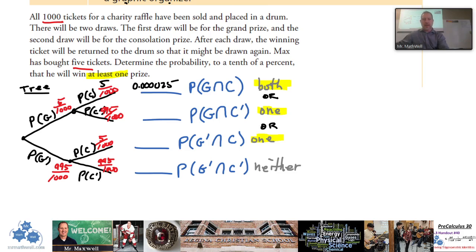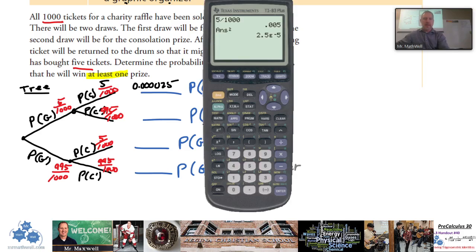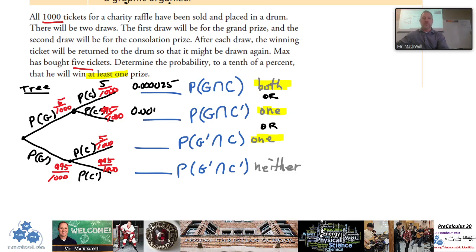So what do we got here now? Let's go back to the calculator. I've got 5 times 995 divided by 1,000 times 1,000, which we figured already was 1,000,000. So what's that? 0.004975. And then this one here too, that's going to be the same, I think, isn't it? Because we have the same numbers.